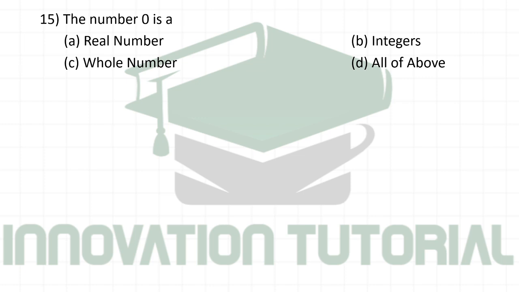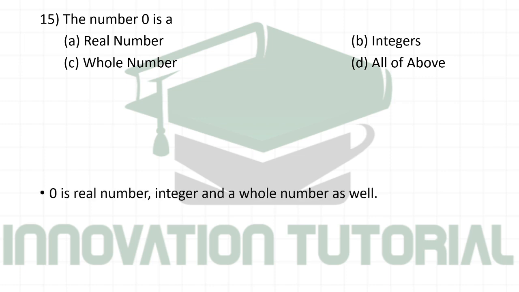So the correct answer to this question is 0 is a real number, an integer, and a whole number as well. So 0 is all of these. That means option number D, all of the above. So these were the 15 important MCQs according to me, which will be helpful in your test.